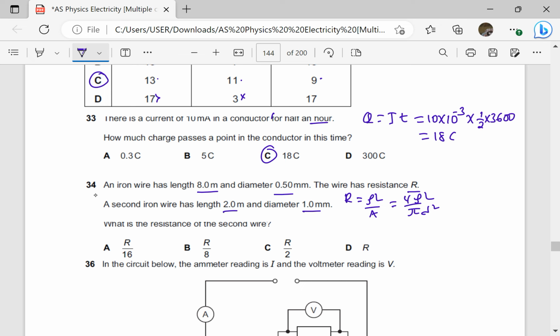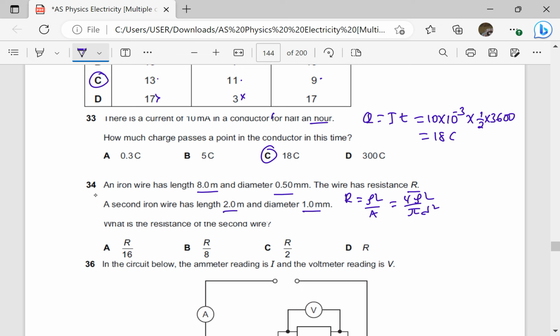So let this be for the first wire. An iron wire has that length. They have given us length and its diameter. For the second iron wire, the resistivity is the same. They have given us L. They have given us the diameter. So I will just substitute the values here.